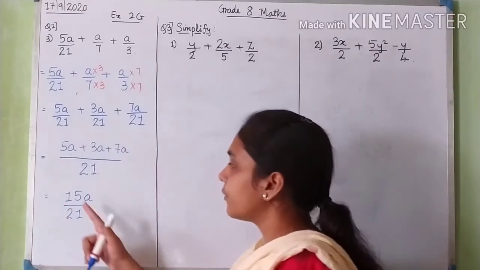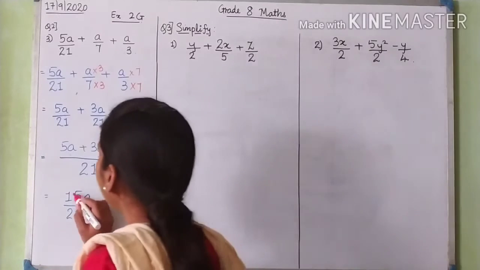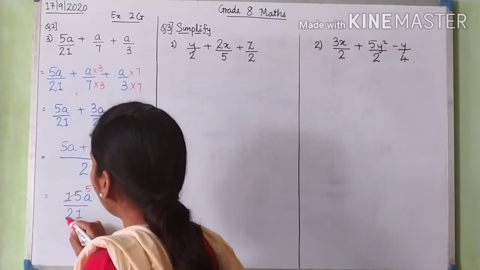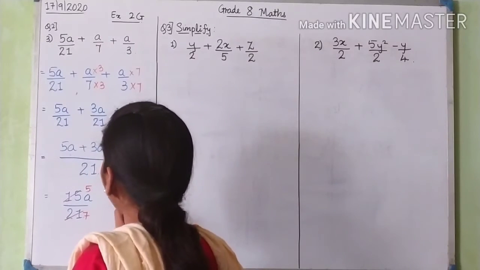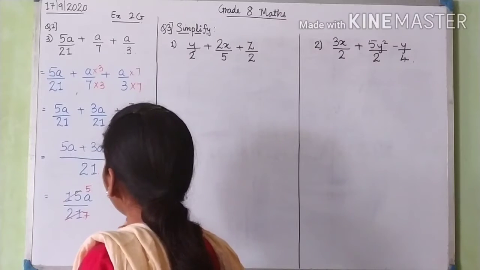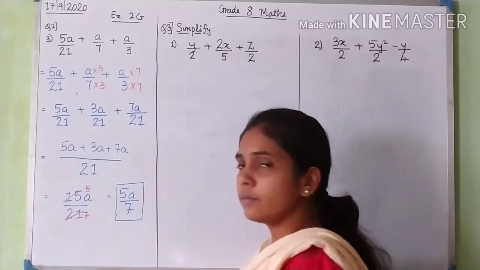Okay. Now this 15 and 21 can be divided, right, by 3. So I divide them by 3. 3 5s are 15 and 3 7s are 21. So what I get? 5a divided by 7. So this cannot be further divided. So this is the answer.